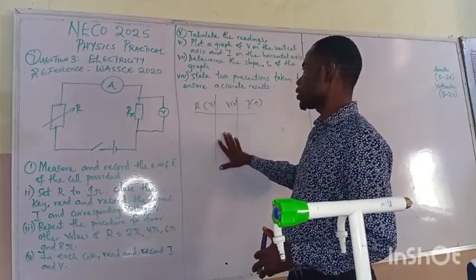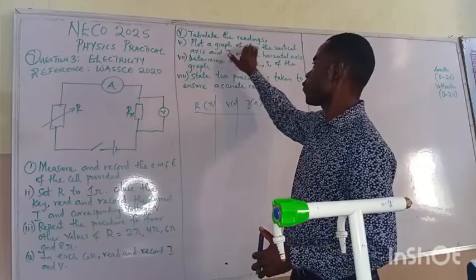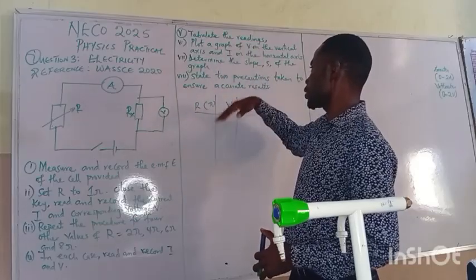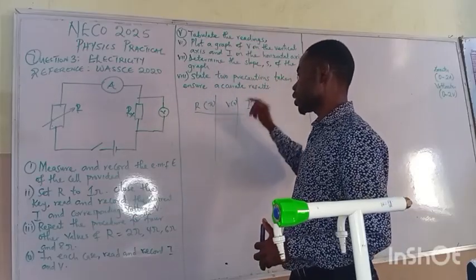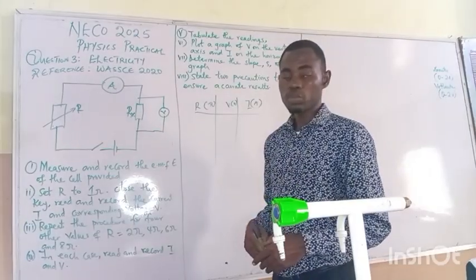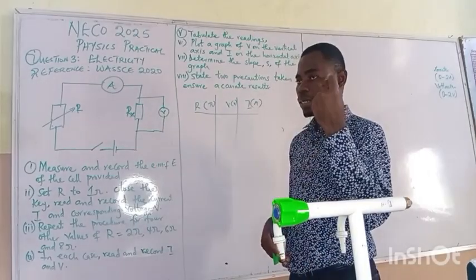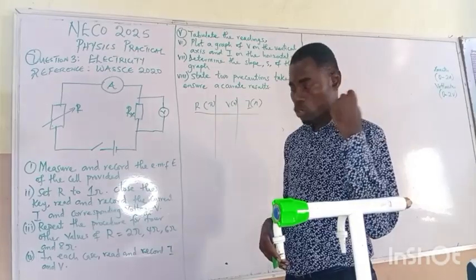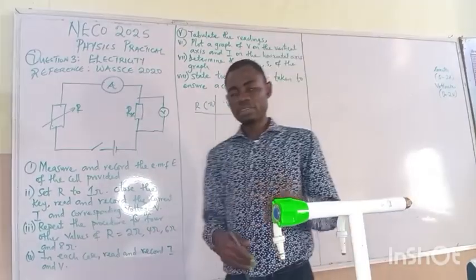That is, we have something like this as our table. Plot a graph of V on the vertical axis and I on the horizontal axis. That is, they are bringing out Ohm's law. We want to determine the resistor. That resistor that we are fixing, in Ohm's law, that's the standard resistor.